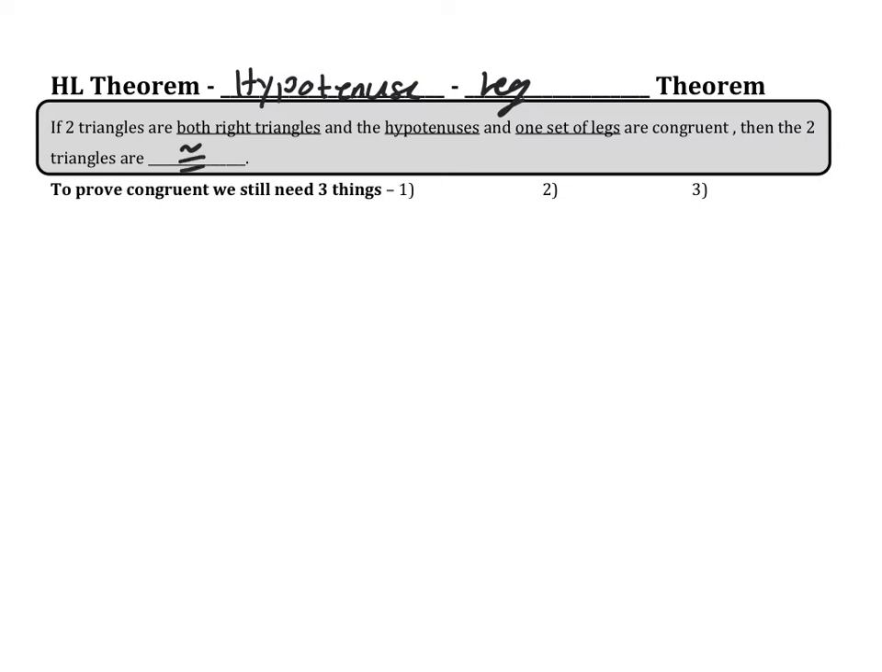So essentially what we need in order to prove these triangles are congruent is two right triangles. The hypotenuse needs to be congruent to the hypotenuse, and a leg needs to be congruent to a leg. So let's take a look at a few.